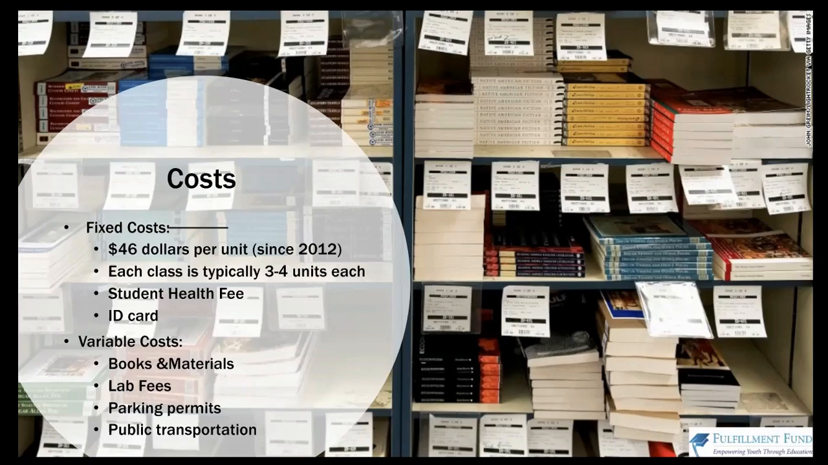When it comes to variable costs, that includes like books and materials, lab fees. So those costs can range, and you can always adjust like the amount that you spend on those. And then there are parking permits if you do have a car and you decide to park on campus. And there's also public transportation. So if you take the bus, you can purchase a bus pass. But keep in mind that the variable costs will change, and you can always like budget and adjust those costs.